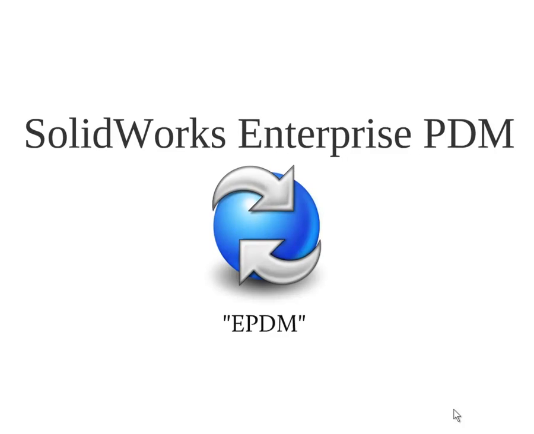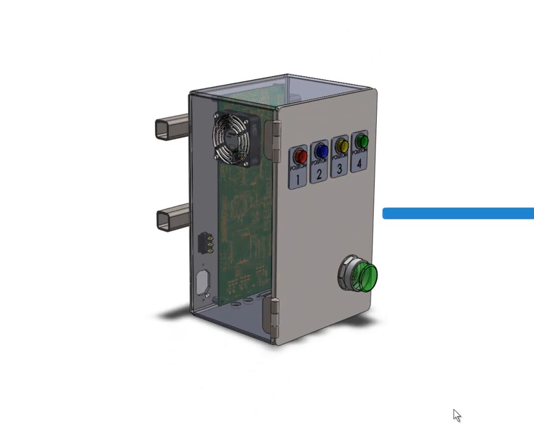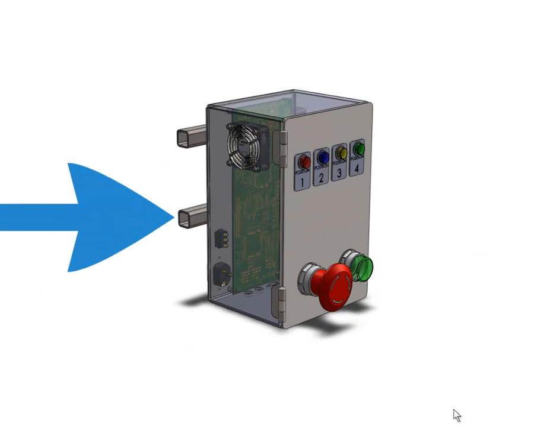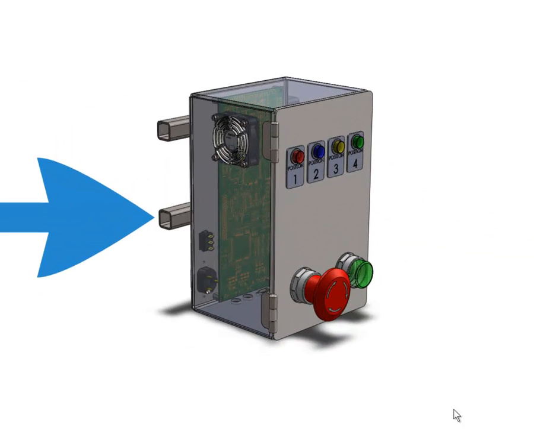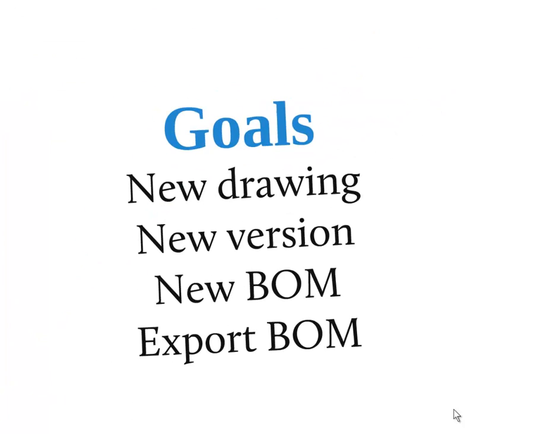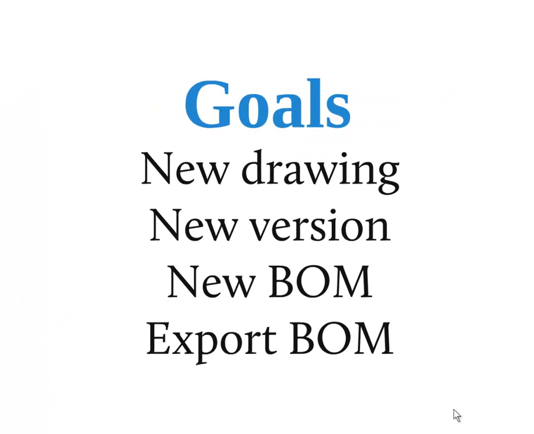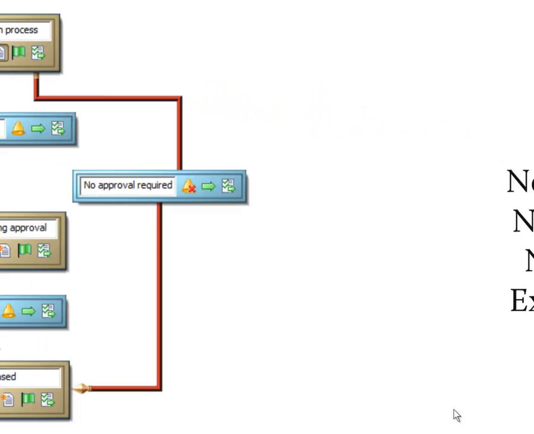Let's look at SOLIDWORKS Enterprise PDM. To highlight the benefit of Enterprise PDM, we're going to use this simple data set. We're going to add components to it and modify some other parts. So the goals here are to create a new drawing, to get a new version of some parts, to get a new BOM, and also to export this BOM for other systems to consume the information.